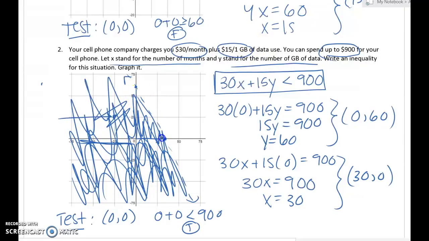So inequalities, and we'll talk about this more later in the chapter in different instances, but in real-world situations, you tend to not use the negatives.